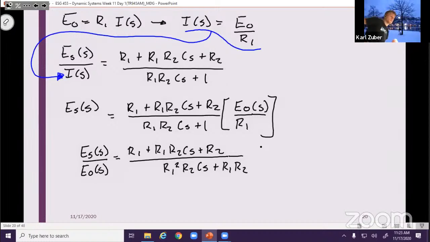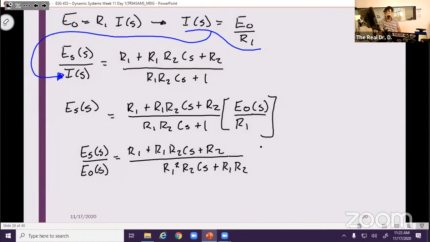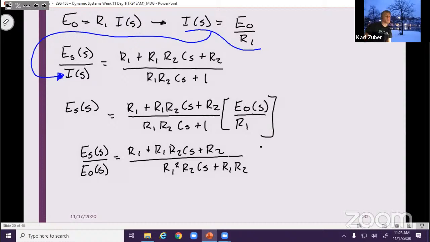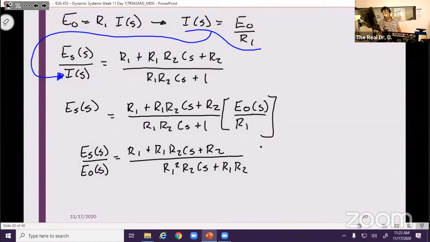Wait, why did we bring the E out of S back over? Because I did it the long way, Carl. That's why. You could have left E out over there, and you could have divided by E sub S, and then flipped your fraction and brought it over to the other side. Could have done that too. But I just am doing it the long way.